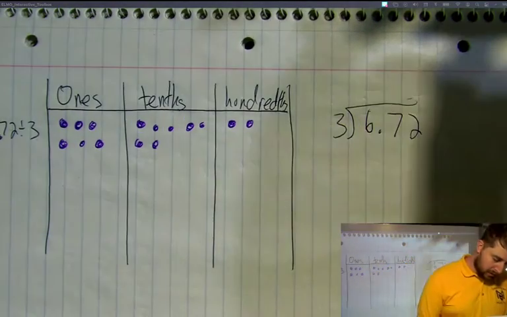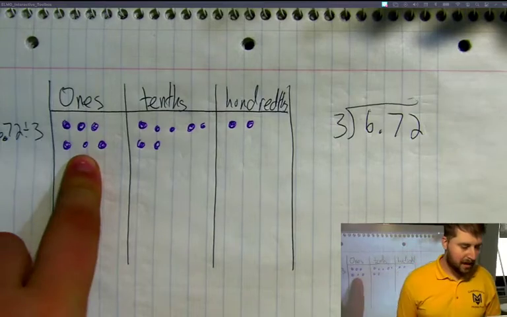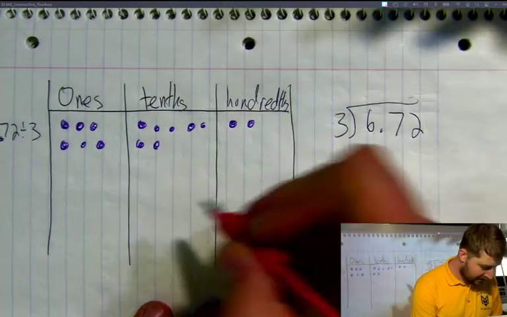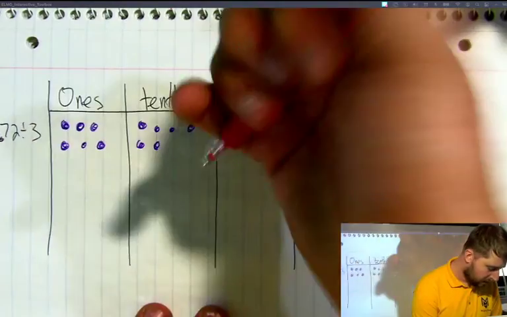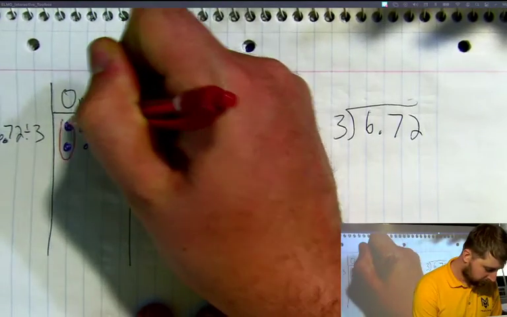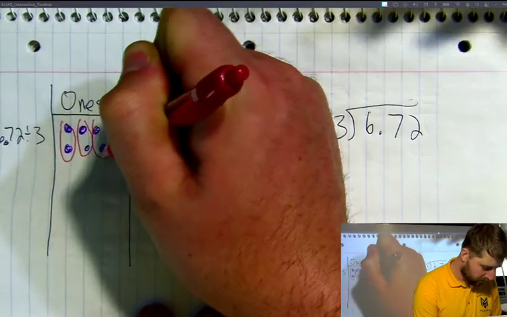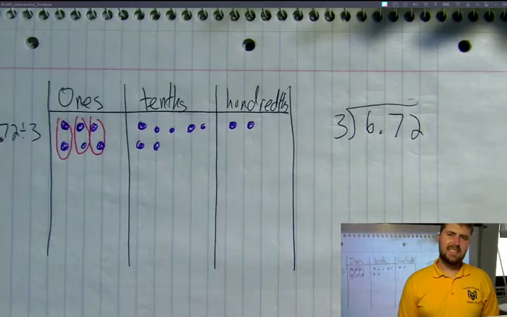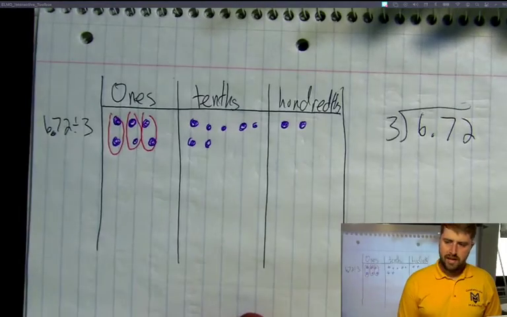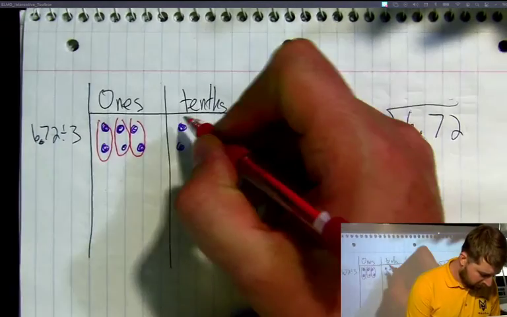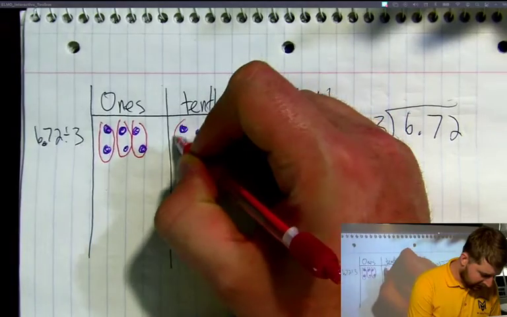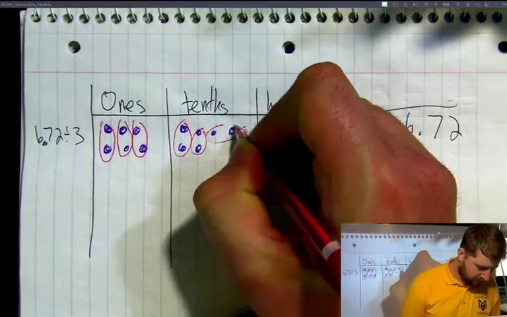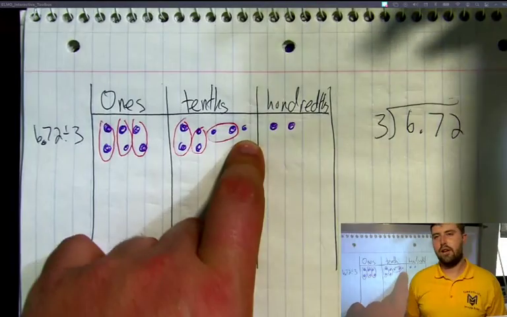All right, so we're dividing by 3, which means I need to split my ones into 3 equal groups. So I need to do 6 divided by 3, and 6 divided by 3 is 2. So I'm going to make 3 groups of 2. Perfect. Now we have 7 tenths. And in order to divide 7 by 3, we can't quite do that evenly. The closest I could do would be 6 divided by 3. I could do 3 equal groups of 2, but then I've got 1 dot left over.